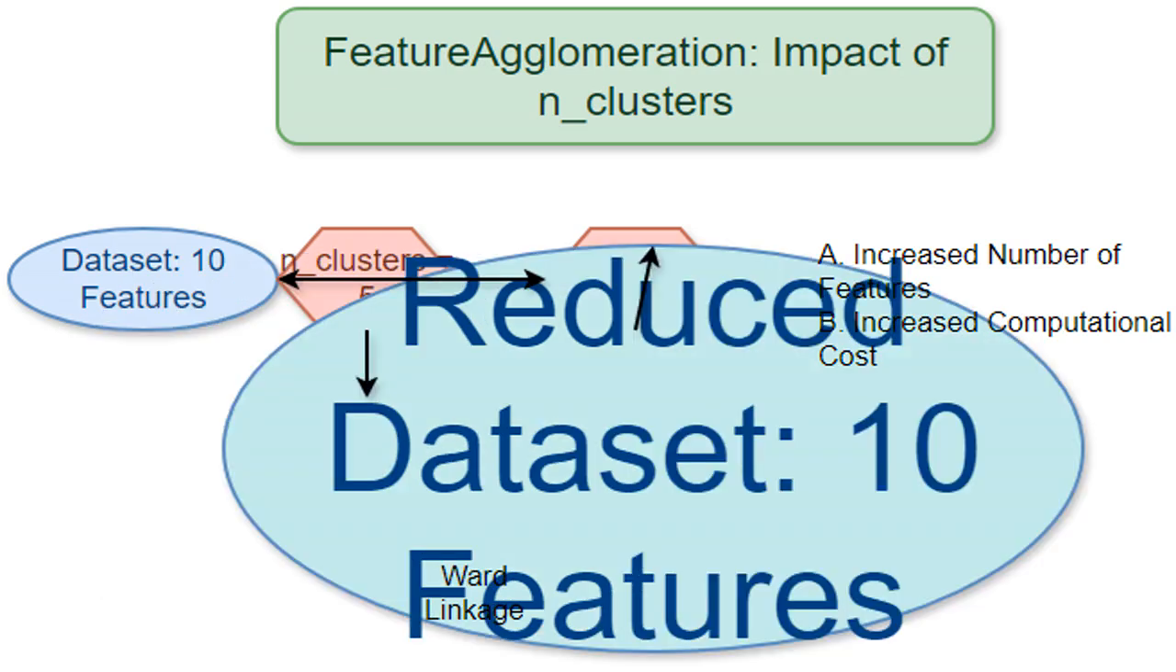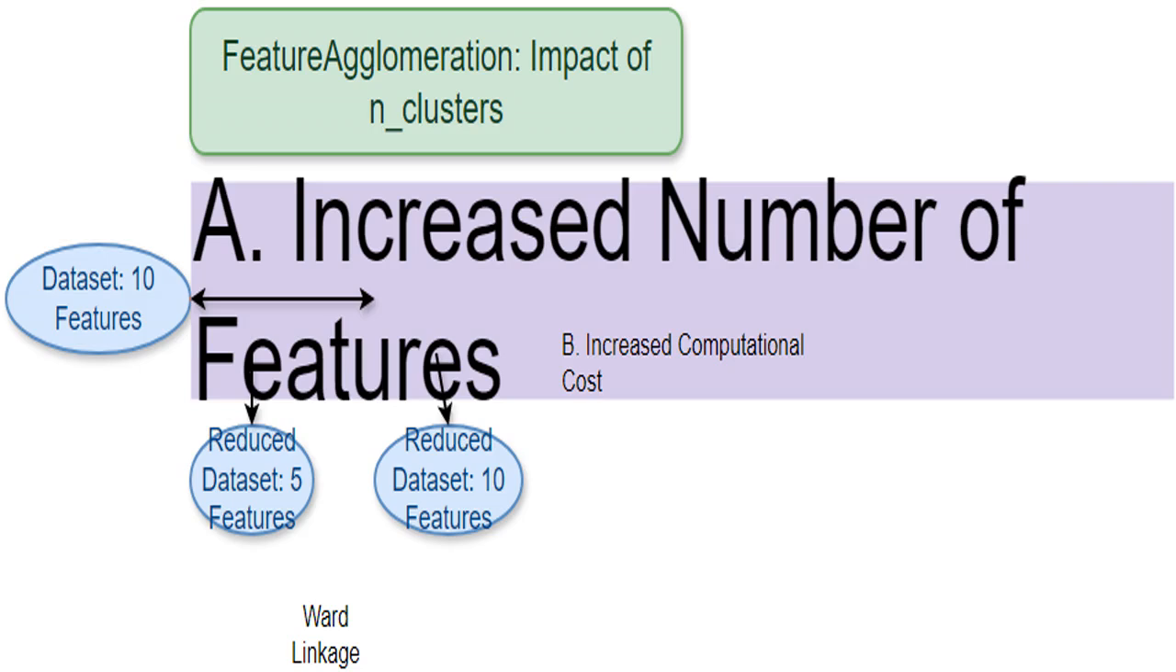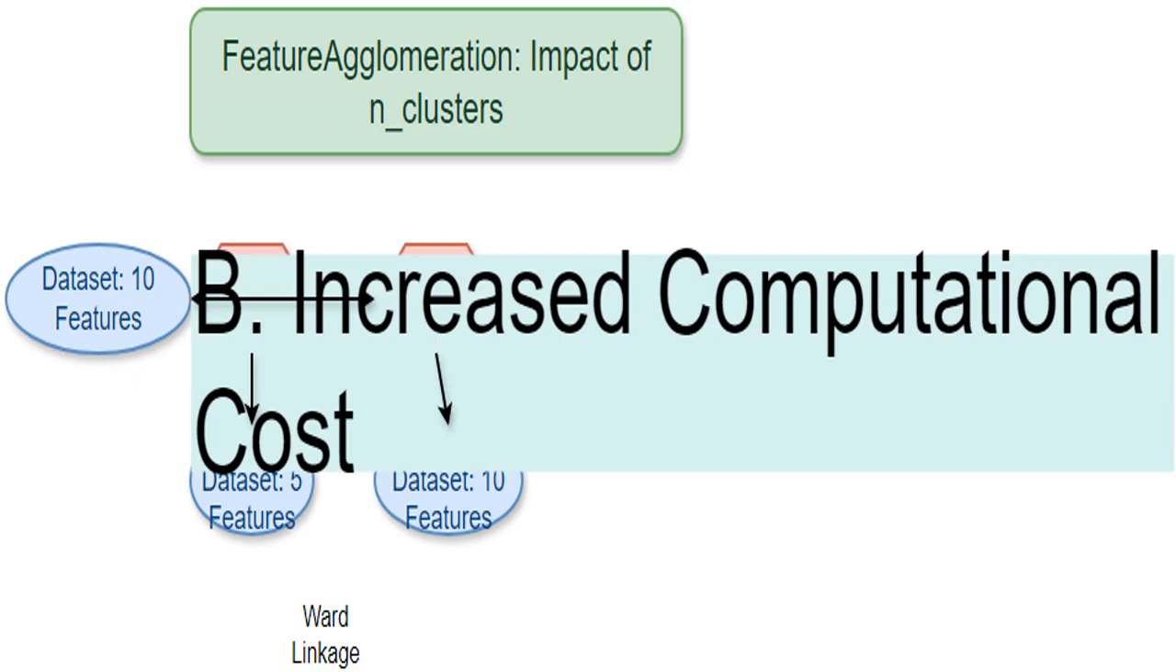If I use 10 clusters, my reduced dataset will still have 10 features because I haven't merged the features as much as before. I predict that increasing the number of clusters will lead to an increase in the number of features in the reduced dataset, because I'm creating more groups and less merging. I also anticipate that increasing the number of clusters will take longer to compute, because the algorithm has to work harder to find the best way to divide the features into more groups.